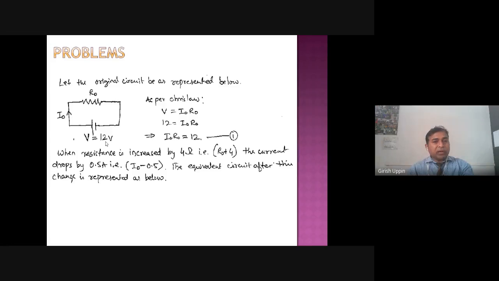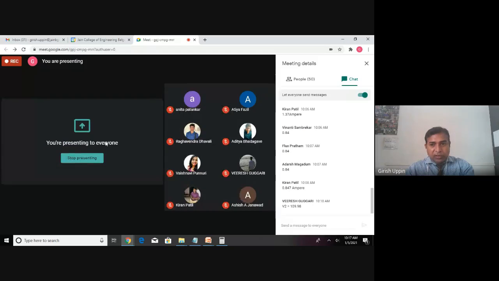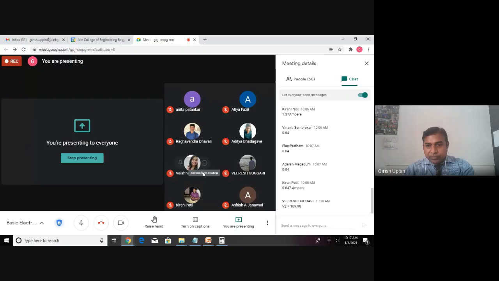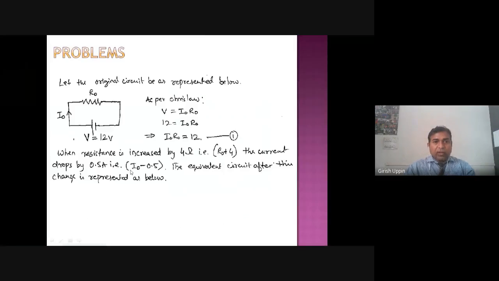What would be the second equation? Okay, let me explain this. So everybody understood the first scenario, the original scenario.